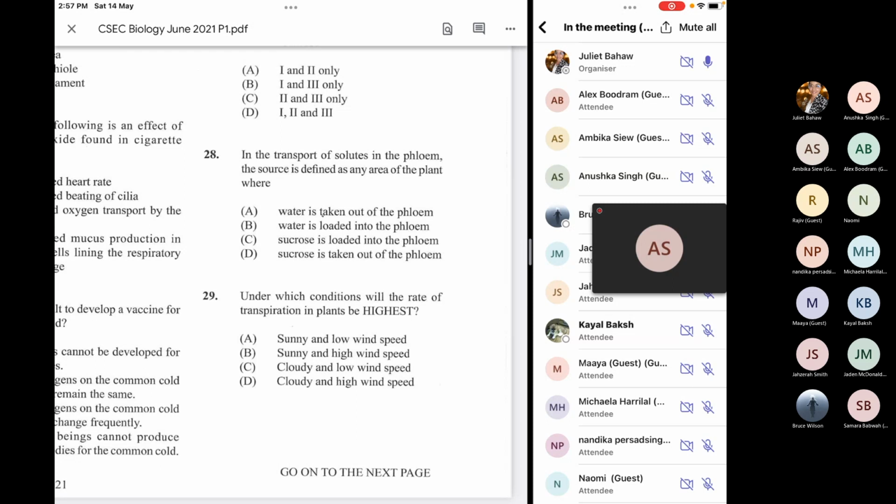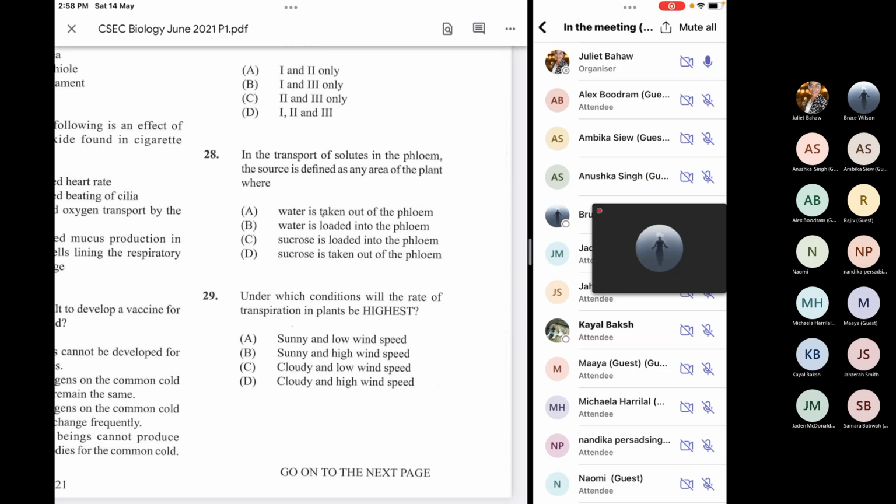29. Under which conditions will the rate of transpiration in plants be higher? The highest. Sorry, Miss, I put A. This is high wind speed, not low. High wind speed will blow off all the water vapor from the leaves. So it's sunny and high wind speed, B.